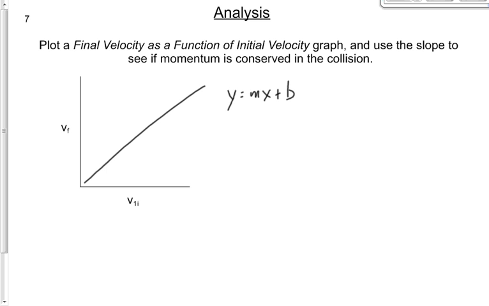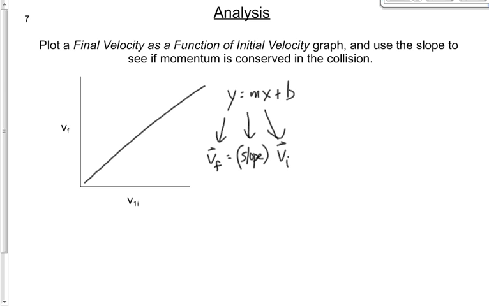Y is my y-axis. My y-axis is VF. M is the slope. I'm going to write out the word slope here, because I don't want to use the variable or the symbol m and get that mixed up with mass. My x-axis is VI. I've called it V1I there because it's the first car that's moving, but in the end, if we want to call it VI, that's okay, since there is only one initial velocity.